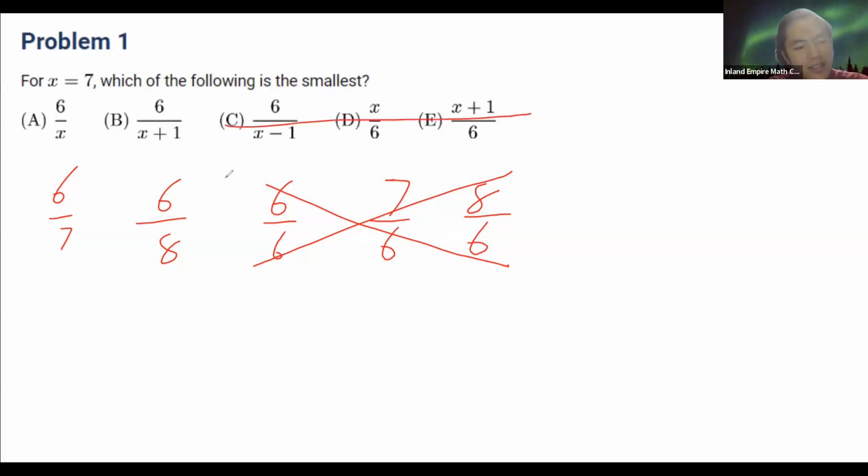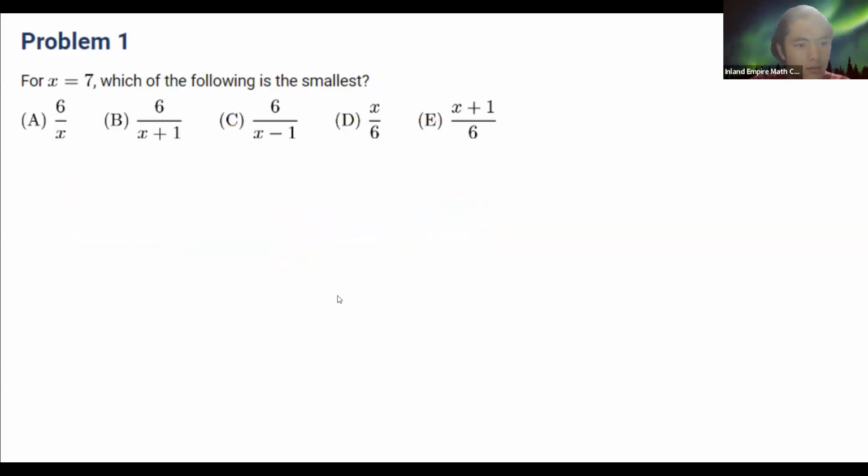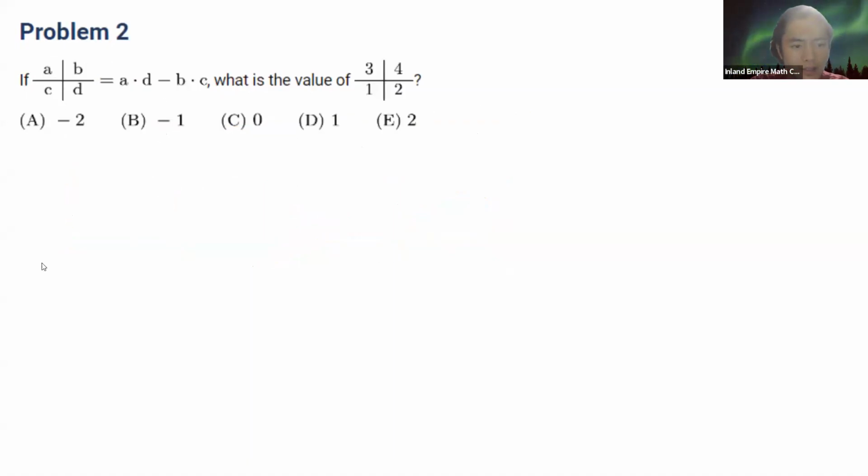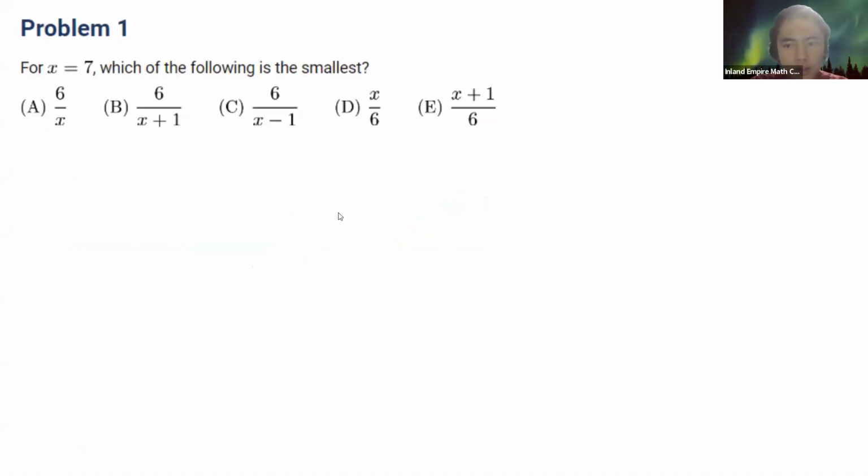So we know it can't be C, D, or E. Now, 6/7 and 6/8, which one is bigger? Well, obviously, 6/7 is bigger because 7 is a smaller denominator. So this is the smallest fraction, and thus B is the right answer. So good job to Kimmy and to those who solved this question. Are there any questions on the previous question?